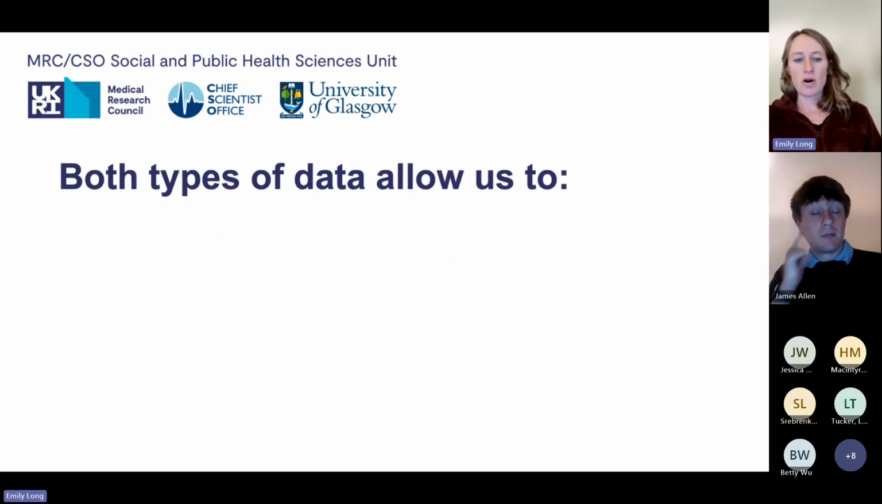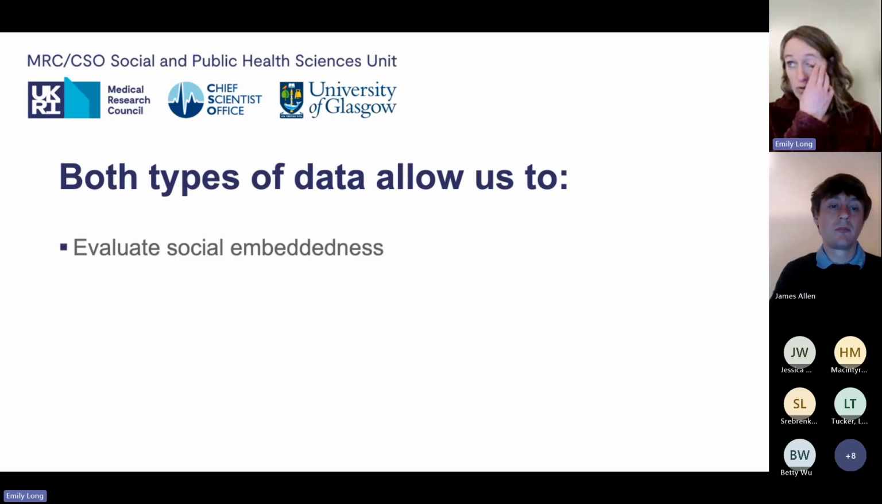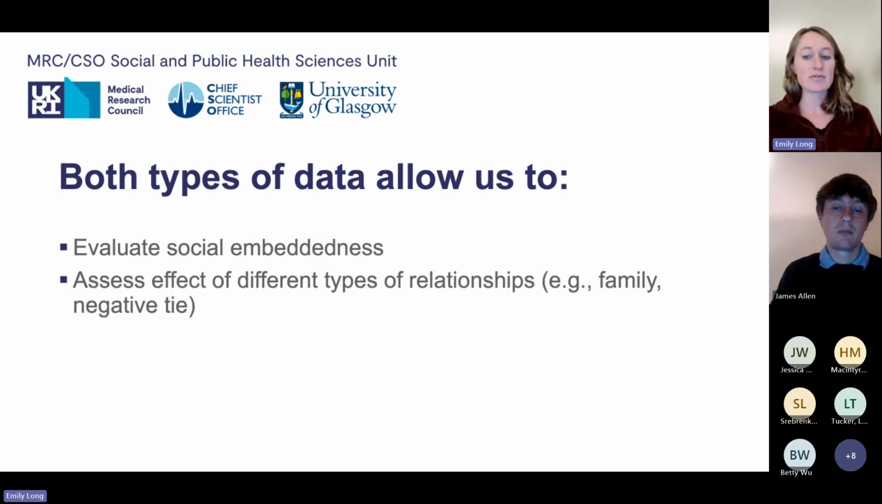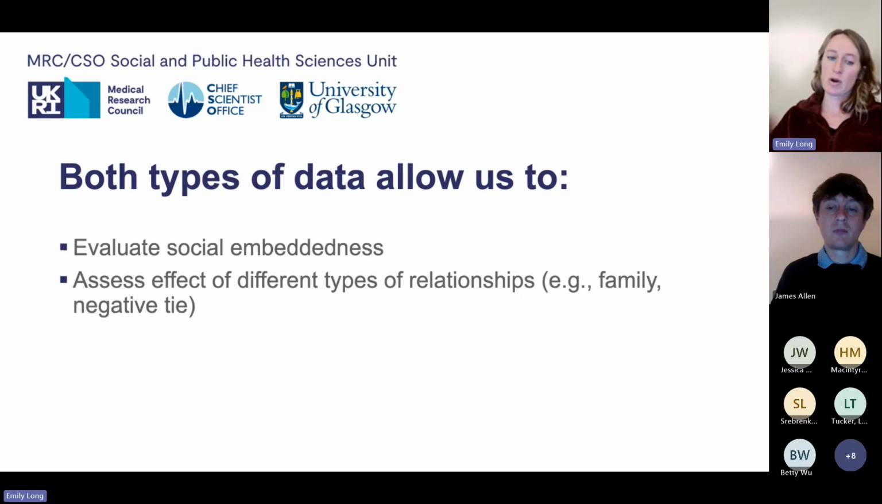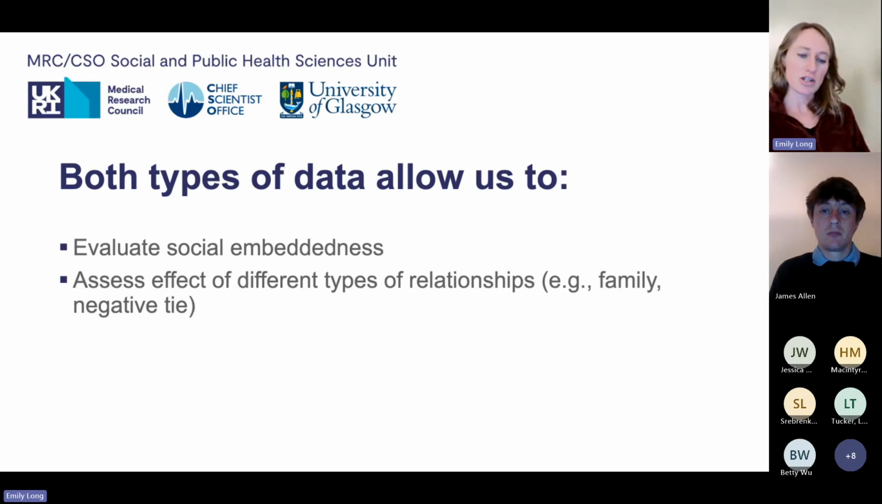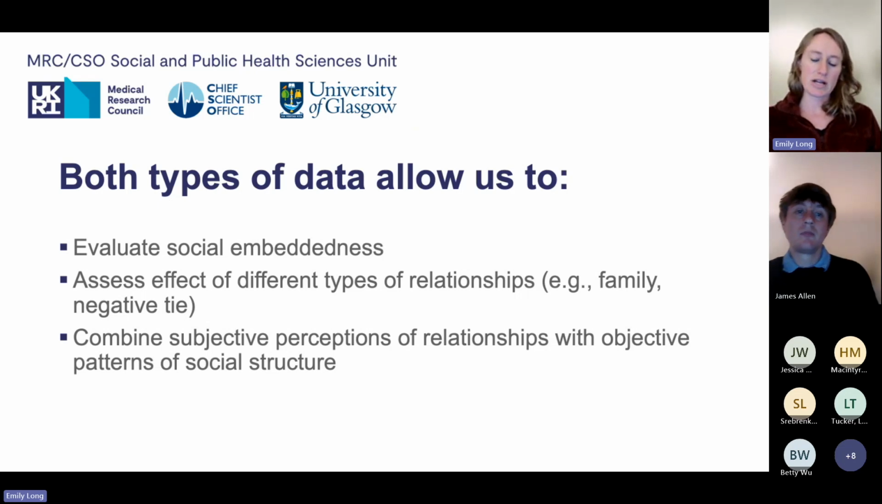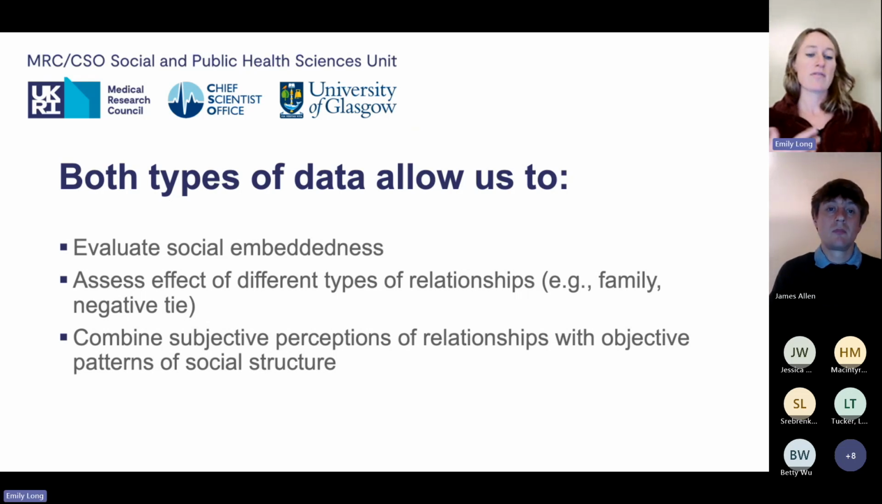And overall, both types of these networks, so the EgoNets and the whole networks, allow us to evaluate social embeddedness and also to look at effects of different types of relationships. So if someone is a family member or someone that they have a challenging relationship with, a negative tie. And typically, dependent on the questions that you ask, you can combine subjective perceptions of the relationship, so like how they feel about that individual, along with what I'm saying are objective patterns of social structure.